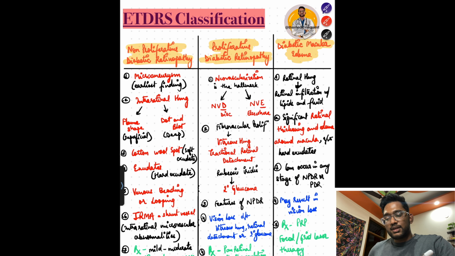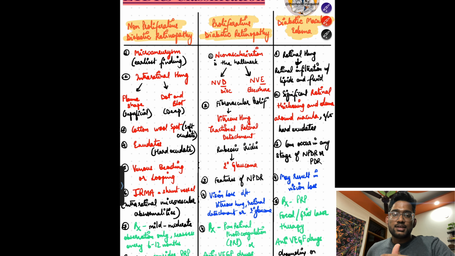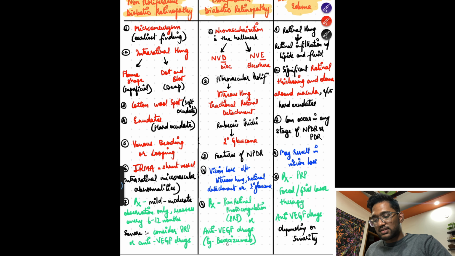So now we'll be looking at the ETDRS classification, or early treatment diabetic retinopathy study classification. This involves three parts, that is non-proliferative diabetic retinopathy, proliferative diabetic retinopathy, and then diabetic macular edema. So first we'll look into the non-proliferative part. So the earliest finding which can be seen in this case is microaneurysm, which can be seen as a red dot-like structure on the fundus exam.